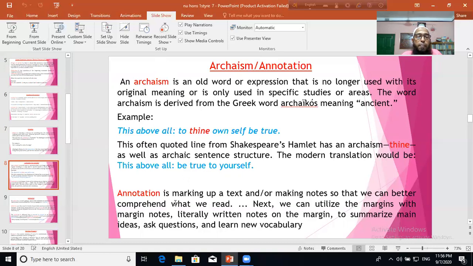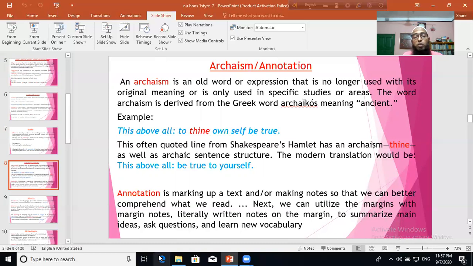What is annotation? Annotation is marking up a text and or making notes so that we can better comprehend what we read. Next, we can utilize the margins with margin notes, literally written notes on the margin, to summarize main ideas, ask questions, and learn new vocabulary. What does it mean? Have you got it?